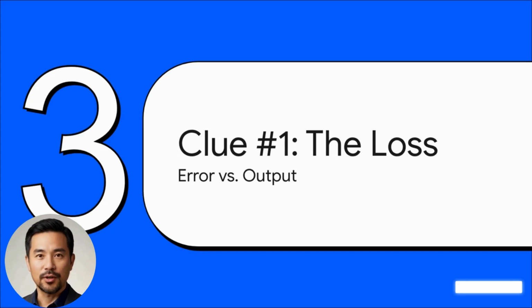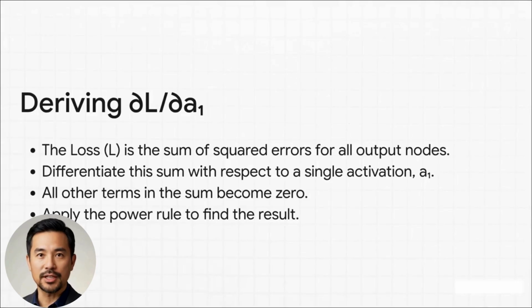All right, the investigation is officially on. Let's solve clue number 1. What's the relationship between this node's final output and the whole network's error? So how does this work? Well, the total loss is really just the sum of all the little squared mistakes from the output nodes. The cool part is, when we take the derivative for just one of those outputs, a sub 1, all the other parts of the sum that don't have an a sub 1 in them, poof, they just go to 0.